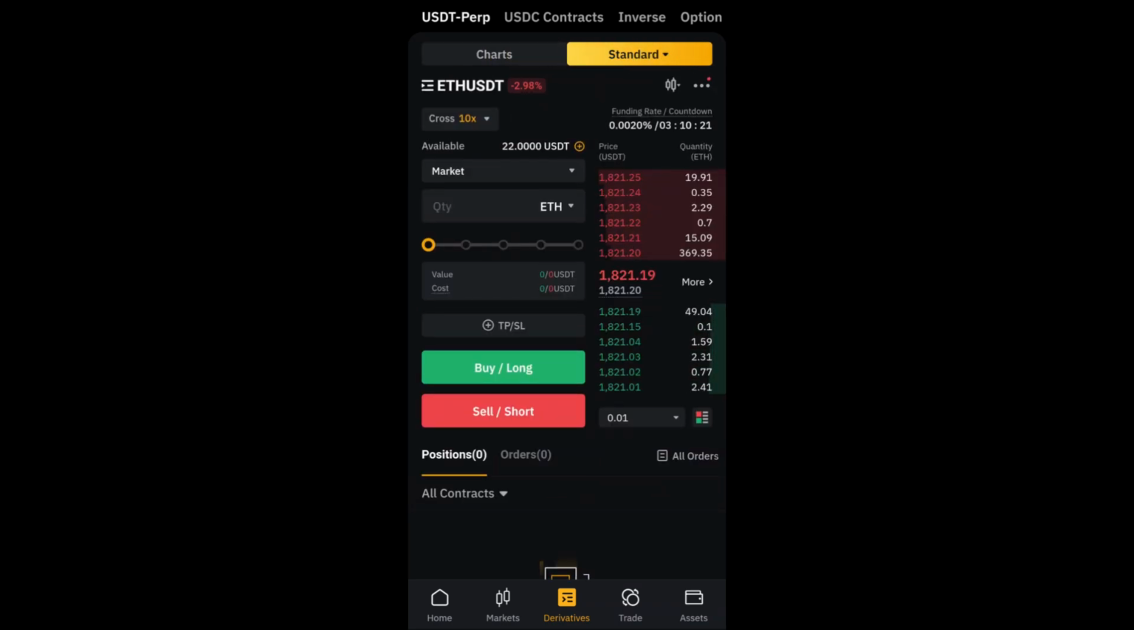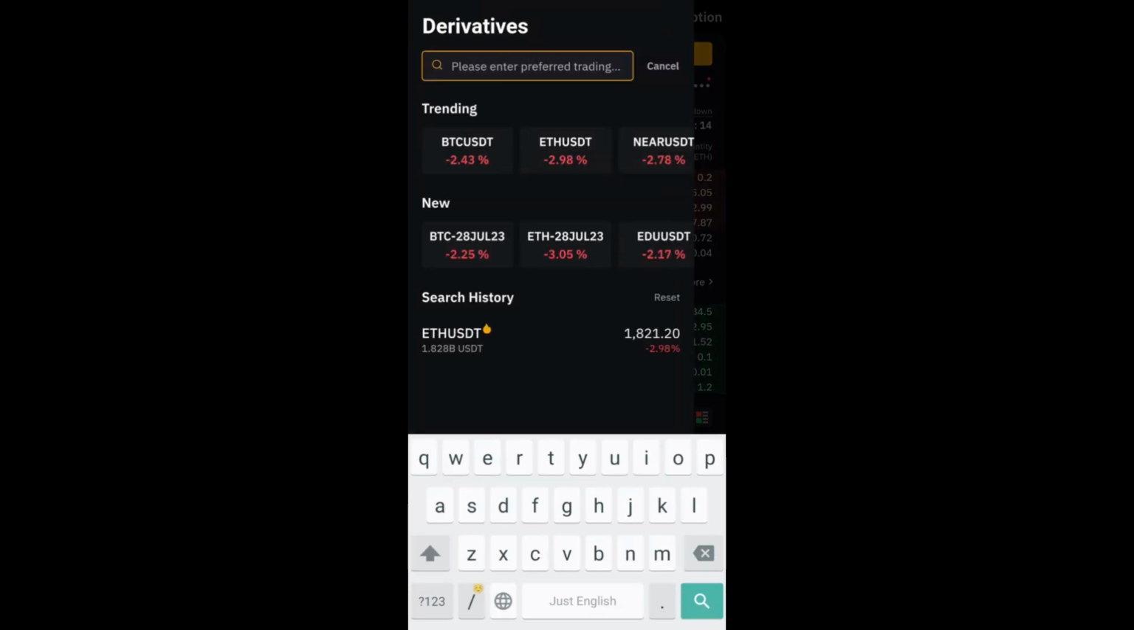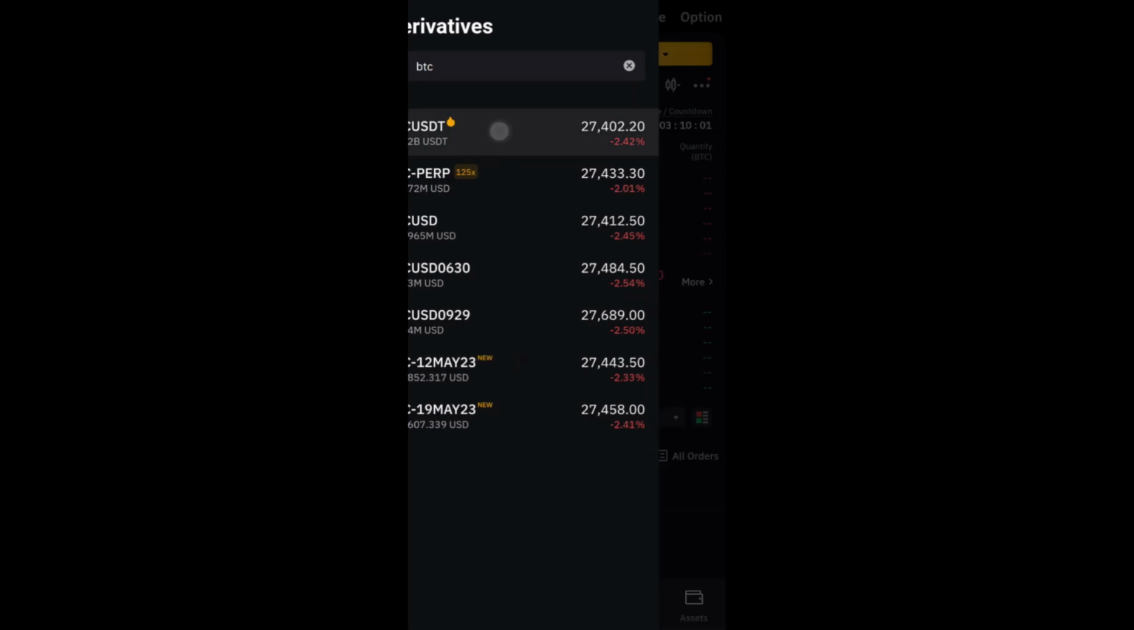Okay, now let's assume that you want to trade on Bitcoin. So to select the coin of your choice, click on this option, enter BTC, click on BTC.